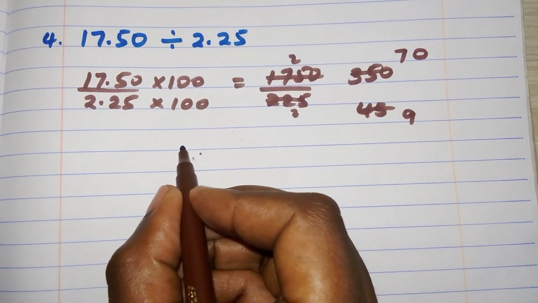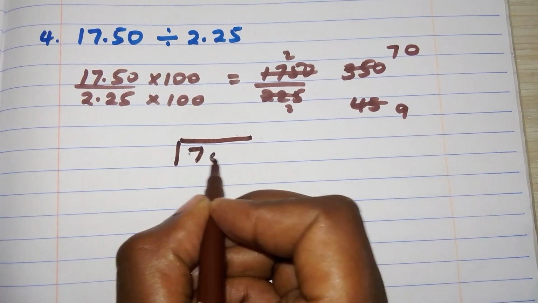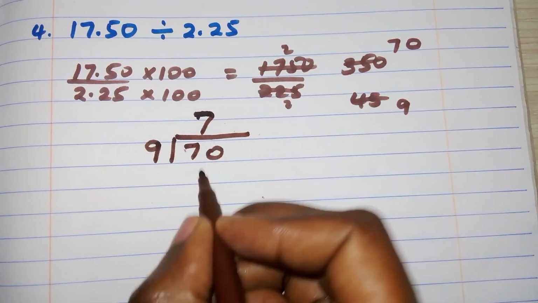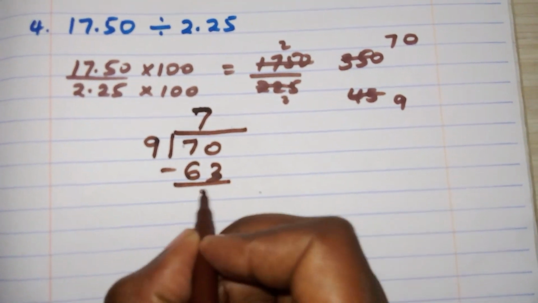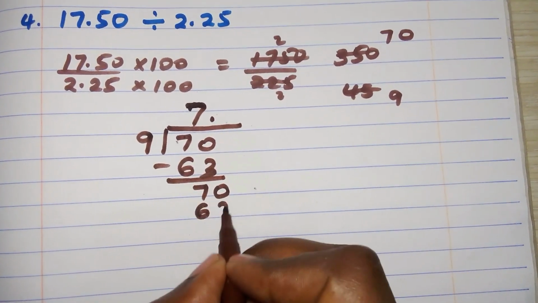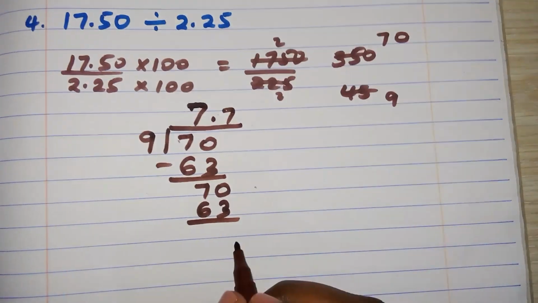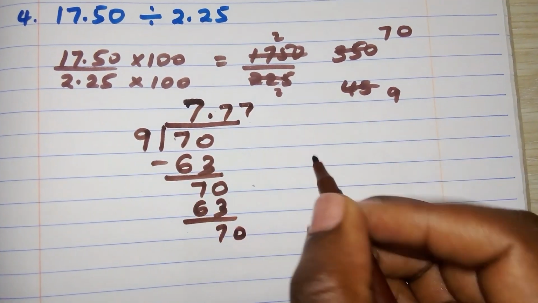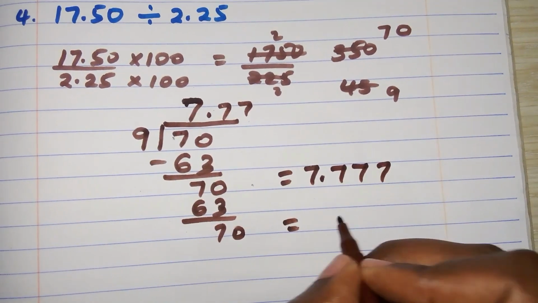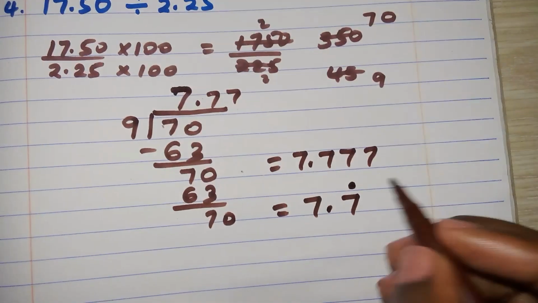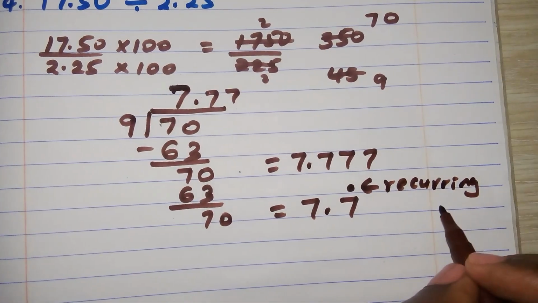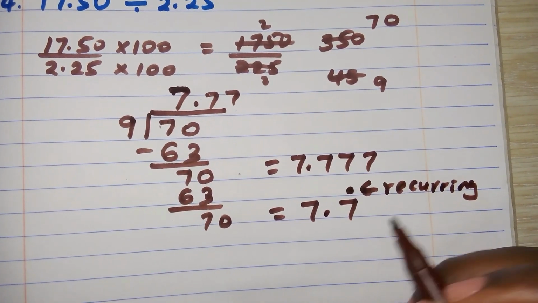The next step is to do bar stop method. So 70 divided by 9, so that would be 7 times because of 63, minus you get 7 at the decimal point, 70 again, it's 63.7. And if you continue with this one, you just end up with 7.777 like that. But in short, you can write it as 7.7 recurring. So recurring means the number will repeat itself over and over and over.